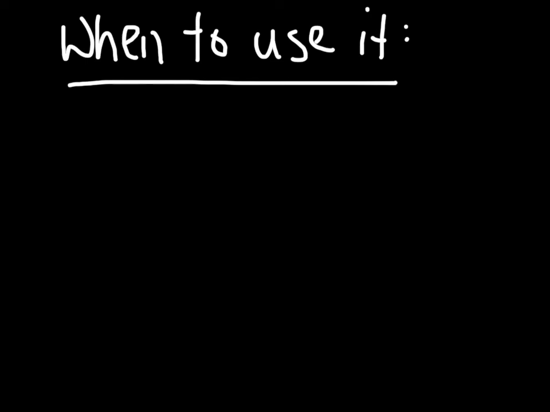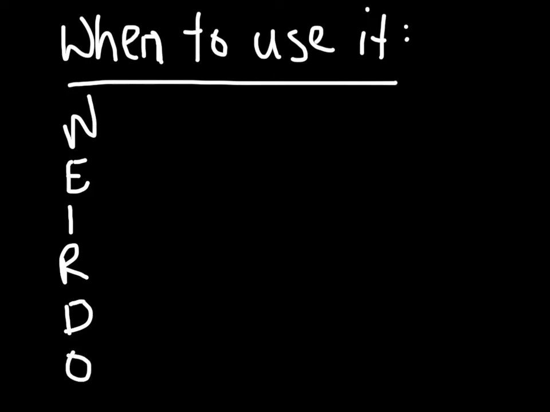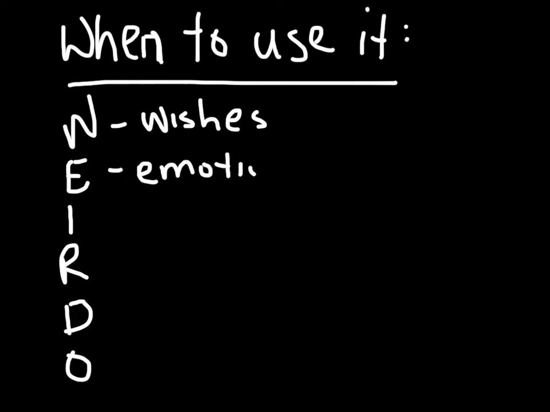We use the subjunctive in a formula, okay? So technically, let me walk you through the steps. WEIRDO is when we use subjunctive. W is for wishes, so when we're wishing something for someone. E is for emotional phrases, so when we are expressing emotion about something that has happened.